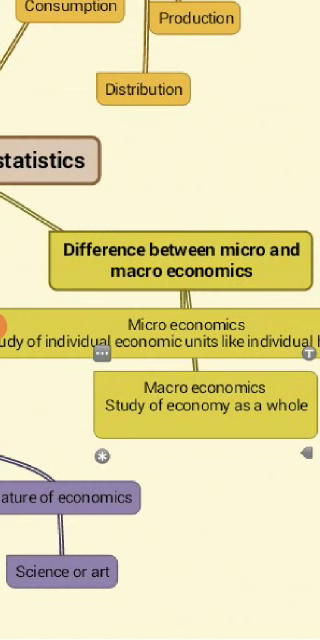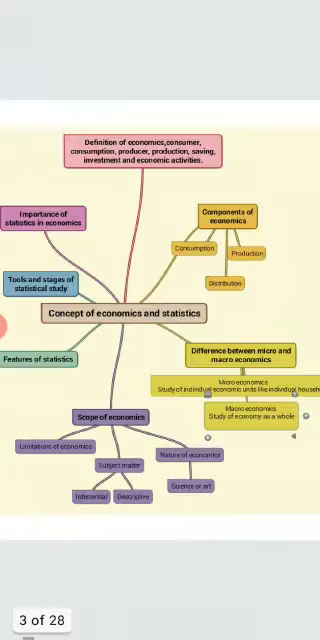In microeconomics, we study the individualistic units like individual firm and individual household, and in macroeconomics, we study the economy as a whole like total unemployment or employment in the economy or total national income.